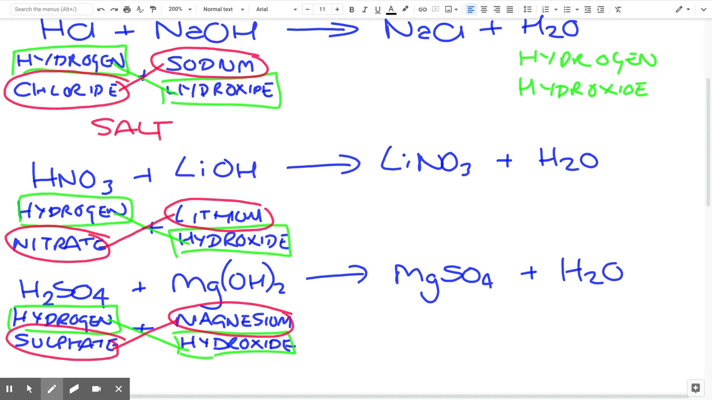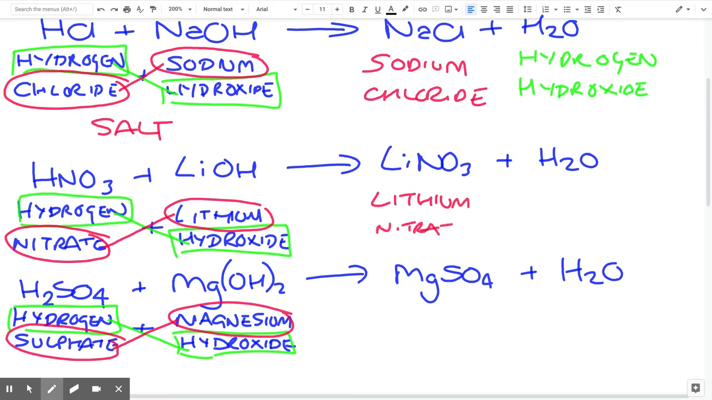It is the type of acid that we have reacting with the type of alkali that we also have. So you can see in the first example, the salt that we will produce is sodium chloride. The salt we will produce in the second one is lithium nitrate. And in the final example, we would form magnesium sulfate.